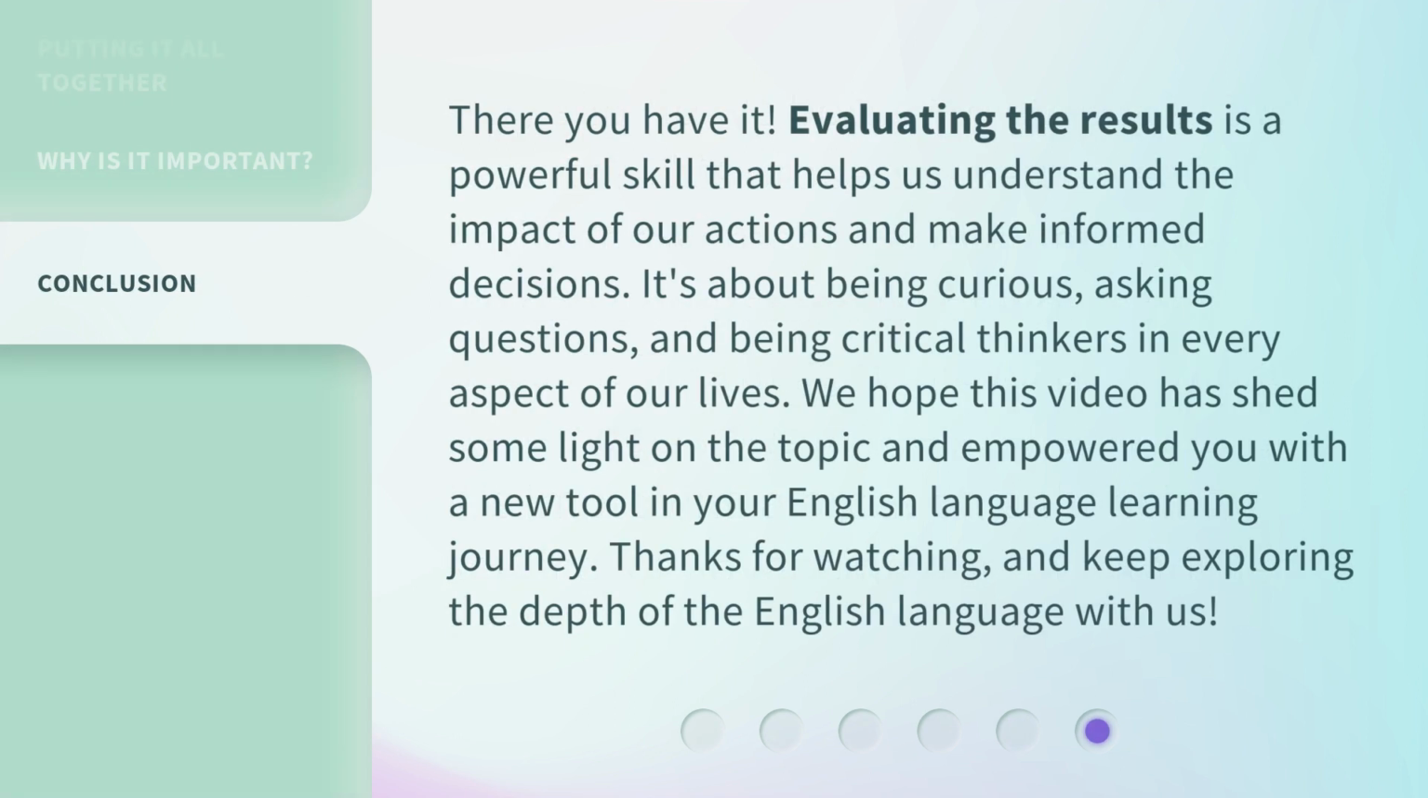There you have it. Evaluating the results is a powerful skill that helps us understand the impact of our actions and make informed decisions. It's about being curious, asking questions, and being critical thinkers in every aspect of our lives.